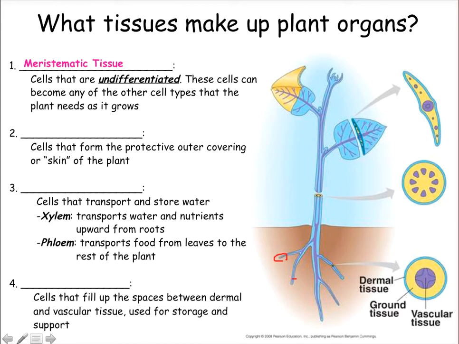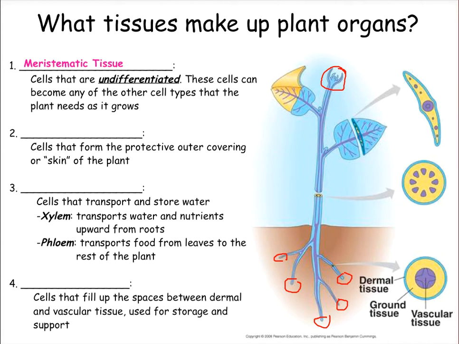There's my pen. Okay, so the meristematic tissue is found here at the tips of the roots, as well as at the top of the stem. And so the reason it's found in these areas is because these are the areas in which the plant grows.